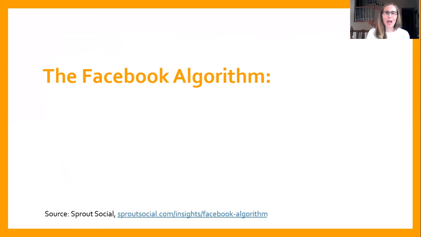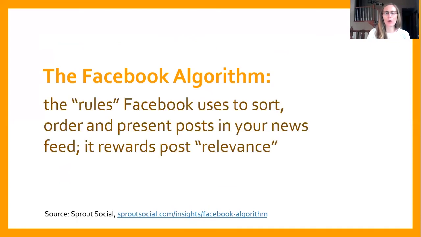So the second part of my response to how you create a branded page that resonates with users is to understand how the Facebook algorithm works. If you're not familiar with the algorithm, I'll try to explain it here in a simplified way. The algorithm is essentially a set of rules that Facebook uses to sort, order, and present the posts that you see in a news feed. And so what Facebook's ultimately trying to do, through this algorithm, is reward the posts that it views as relevant for a particular user. So posts that are relevant will more likely appear higher in a news feed relative to posts that aren't as relevant.